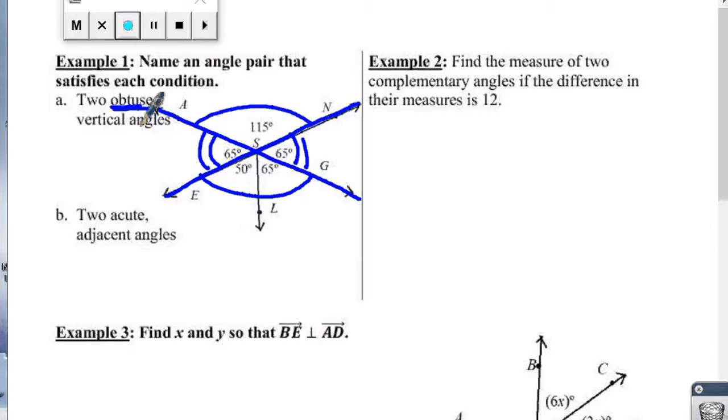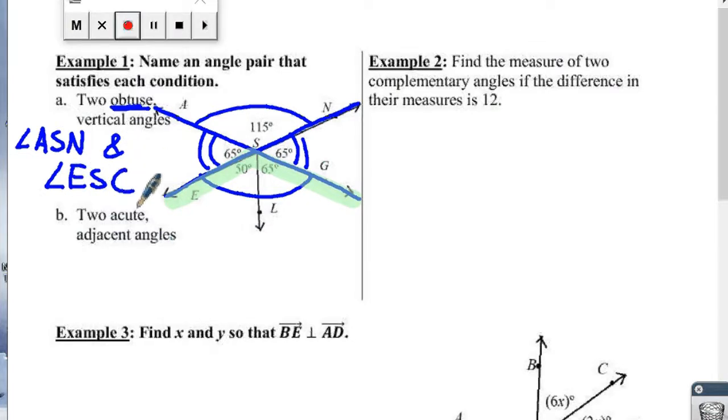So the only angle that I have that would be greater than 90 degrees is angle ASN. That's the only one that I can see right away. But keep in mind, just because there's this line right here doesn't mean that this angle doesn't exist. So that's my other half of that pair of vertical angles. Angle ASN and angle ESG. Those would be my obtuse vertical angles.